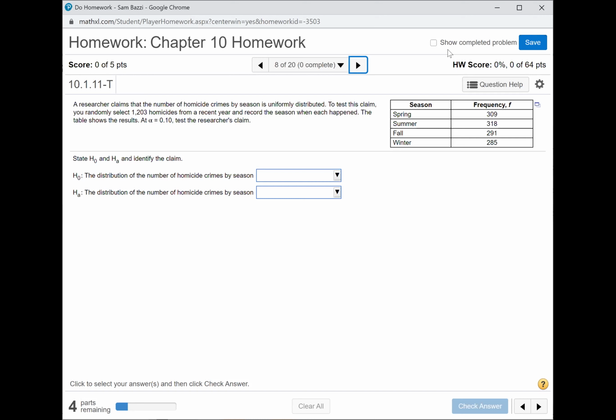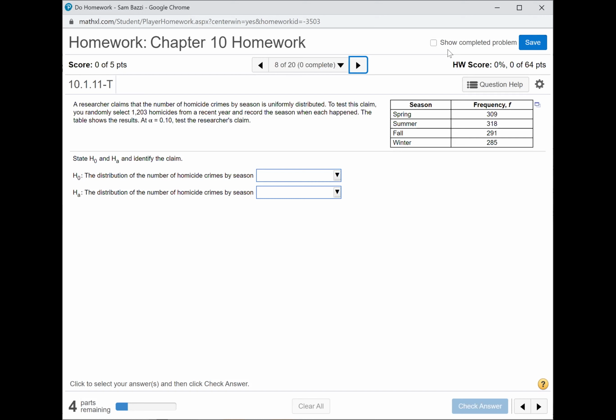The table shows the results at alpha equal 10%. Test the researcher's claim. Okay, let me tell you what uniform means. He didn't give us percents for spring, summer, fall, and winter, but he says uniform. Uniform, guys, means that they all are the same percentage.